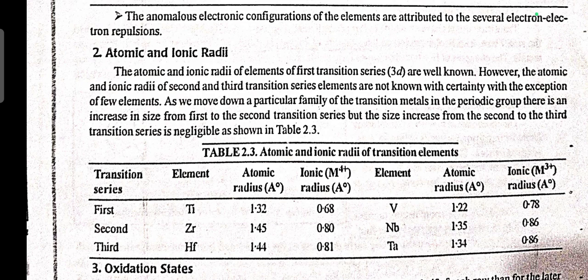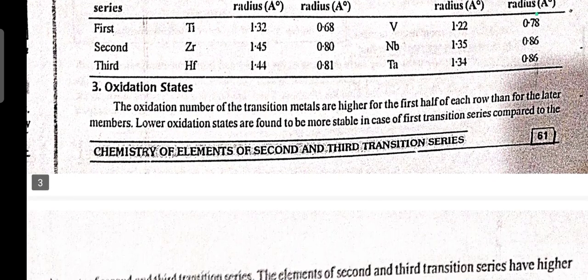However, the atomic and ionic radii of second and third transition series elements are not known with certainty, with the exception of a few elements. As we move down a particular family of the transition metals in the periodic table, there is an increase in size from first to second transition series, but the size increase from second to third transition series is negligible. Oxidation state.